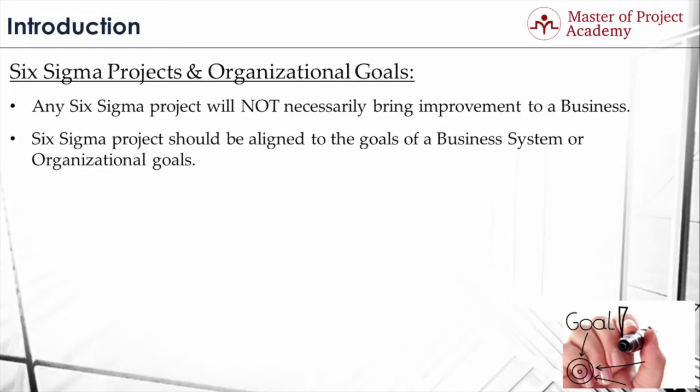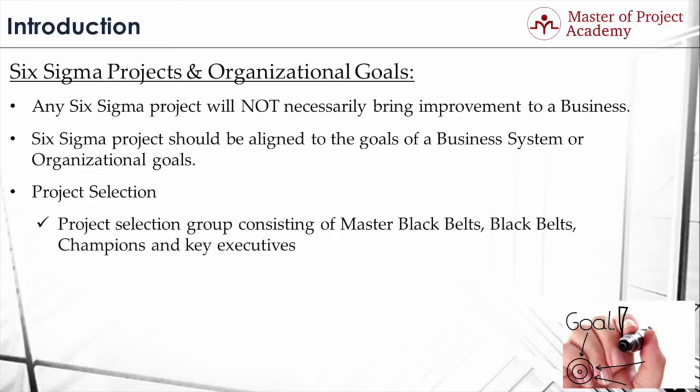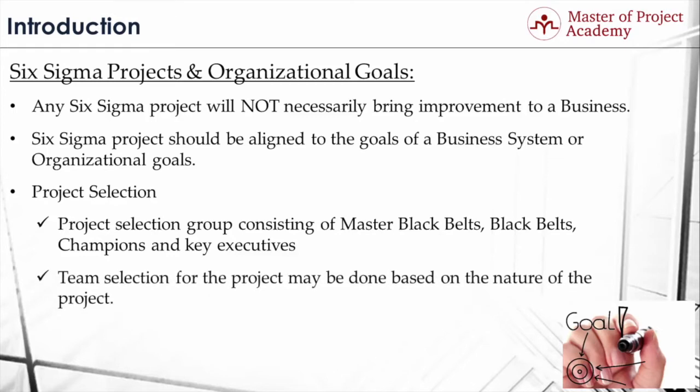Based on the organization's goals, project selection is done. The project selection group, consisting of master black belts, champions, and key executives, establishes a set of criteria for project selection and team assignments. Team selection for the project may be done based on the nature of the project. If the project has extensive data analysis, it may be given to a Six Sigma team, whereas if the project is about establishing a necessary quality standard, it may be given to a quality assurance team.